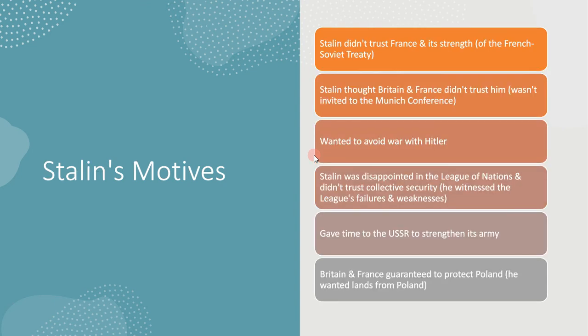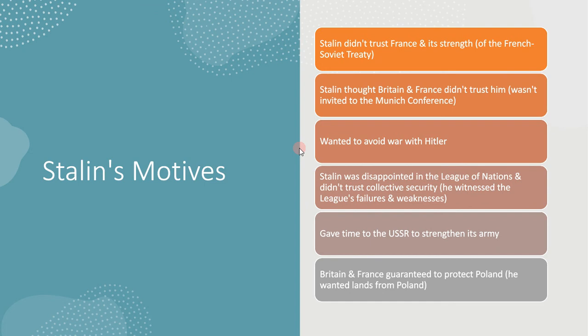What was Stalin's motive? There were a lot more. First of all, Stalin didn't trust France and its strength. From the French-Soviet treaty, he didn't trust France to protect his country at all, because he doubted its strength. Stalin thought that Britain and France didn't trust him because he wasn't invited to the Munich Conference, so he started doubting them from there on. He wanted to avoid war with Hitler at all costs, because in his book Mein Kampf, Hitler expressed his hatred towards the Soviet Union and its communism.